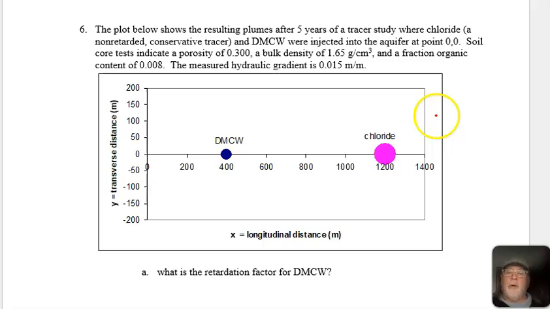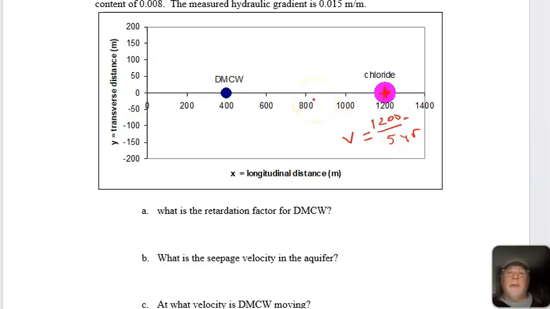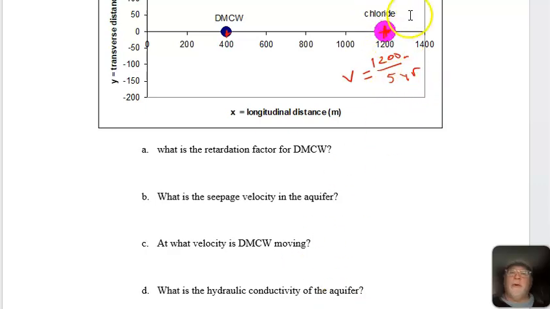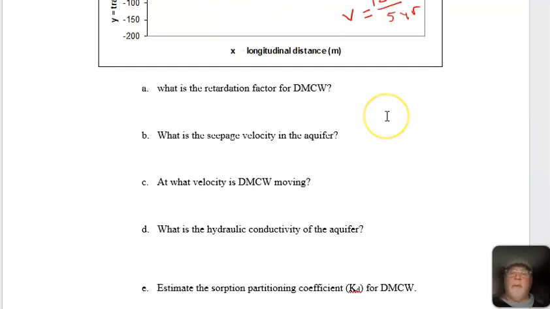This last one, we know that the chloride, which is non-retarded, non-reactive, has gone 1,200 meters in 5 years. So that's the seepage velocity or the transport velocity. I'm giving you the answers here. I won't write them all down here, but that's the seepage velocity. And we have the hydraulic gradient. And we know that DMCW has gone 1/3 as far. So obviously it has a retardation factor of 3, right? So we have the seepage velocity we observe from the chloride. We know the DMCW is 1/3 as fast, so calculate that number.